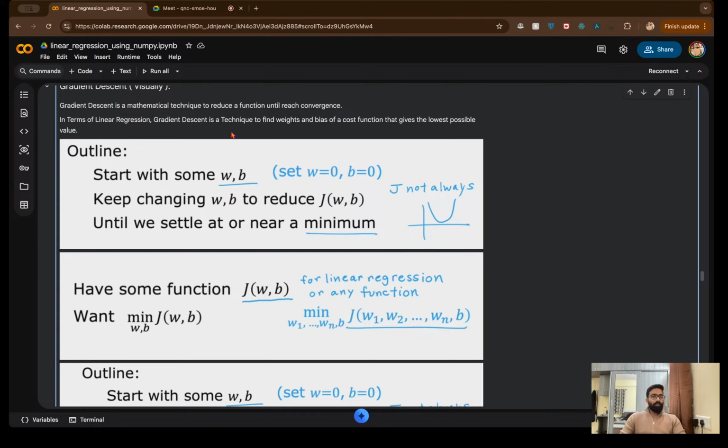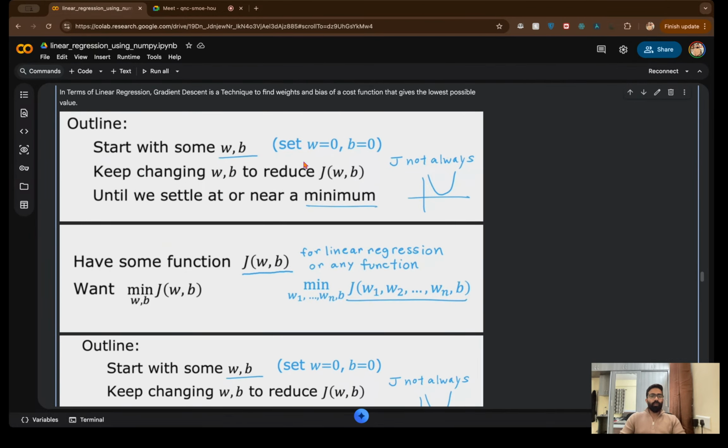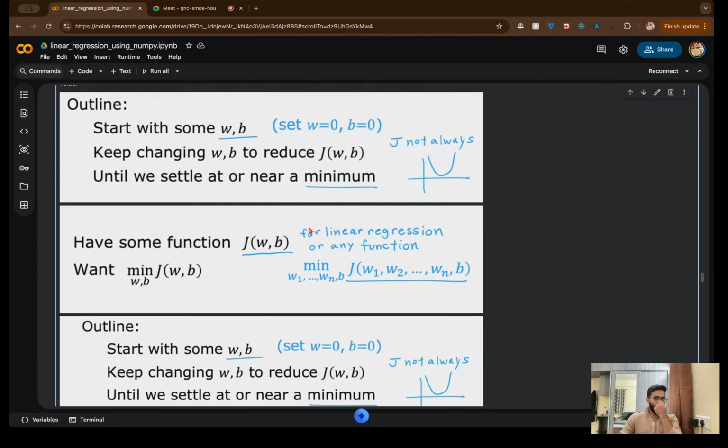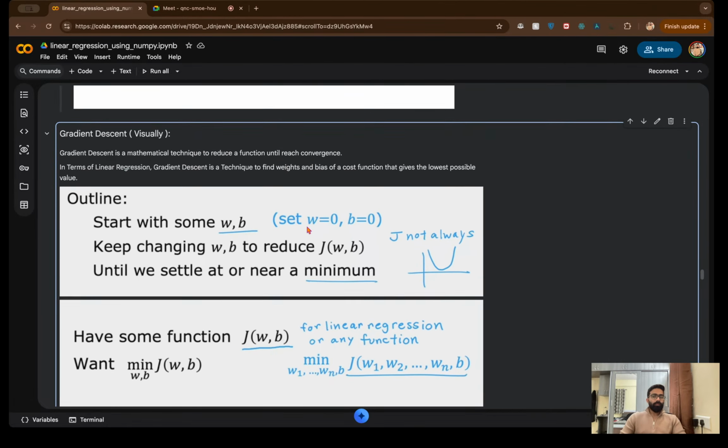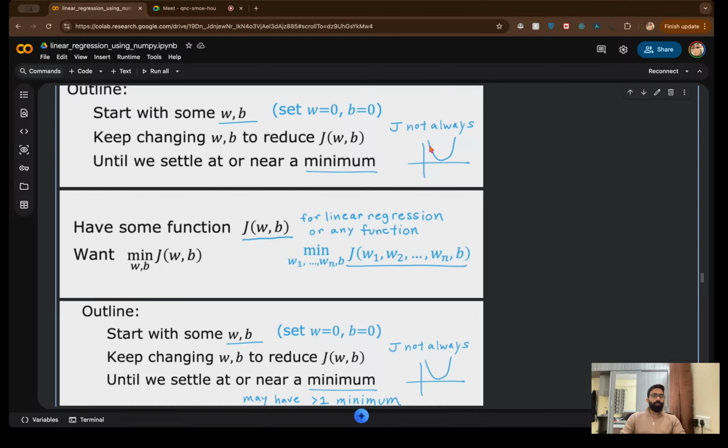Gradient descent will give us the values of W and B which give the minimum value of the loss function. Now let's start W and B with 0, 0. Keep changing W and B to reduce J(W,B) until we settle at or near a minimum. This is what we call a local minimum.